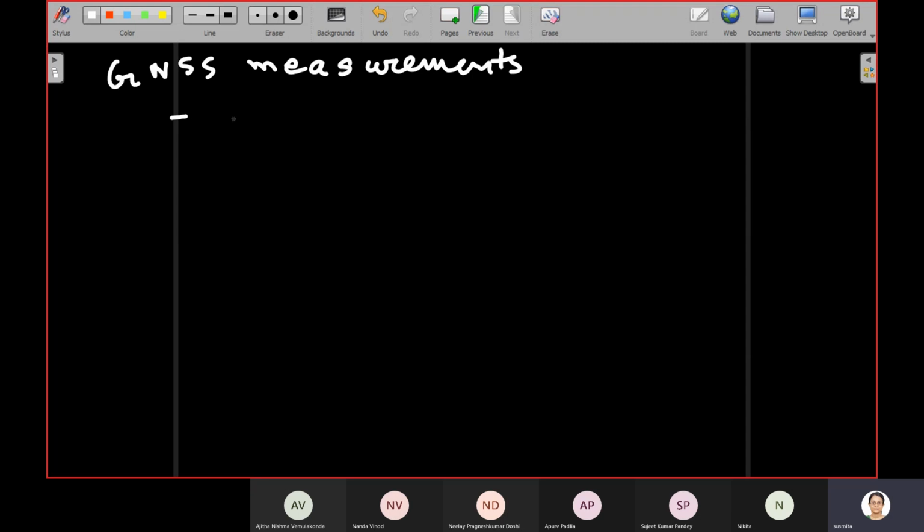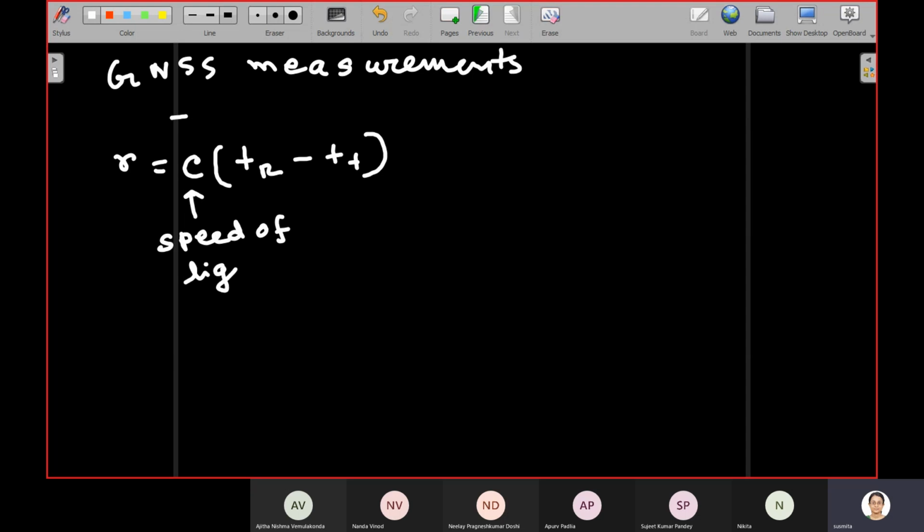We also know that the range to the satellite is determined this way, right? So this is the speed of light. This is reception time, signal reception time. This is also called time of reception.